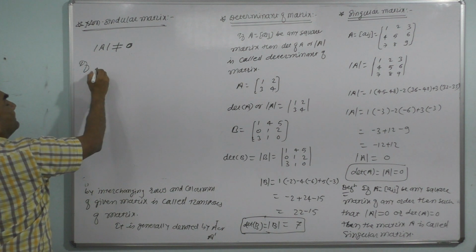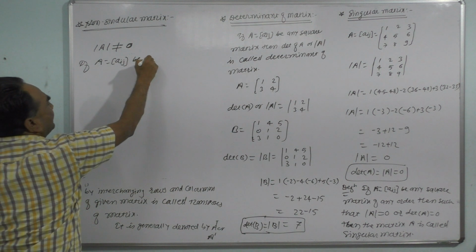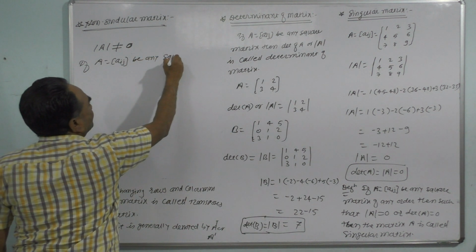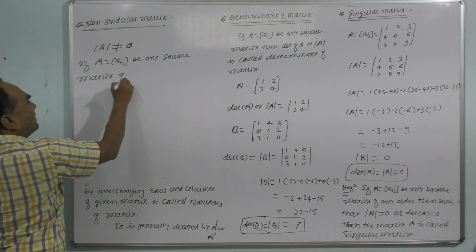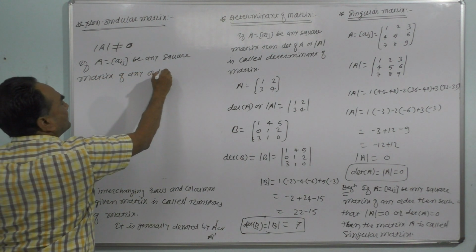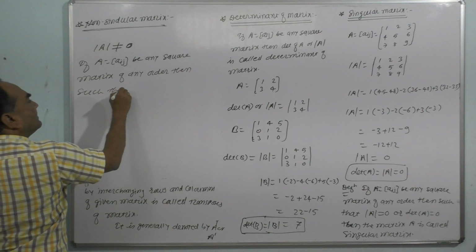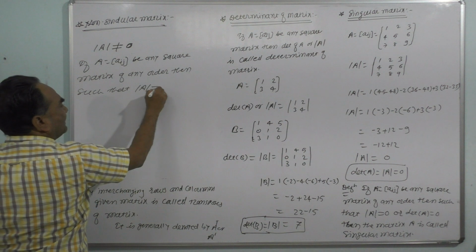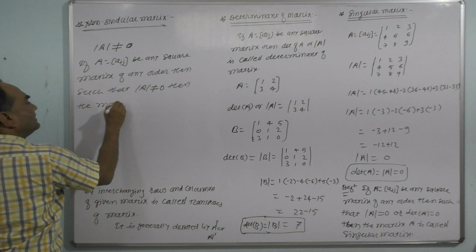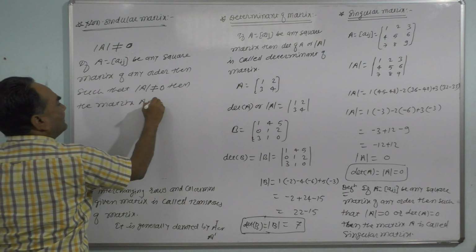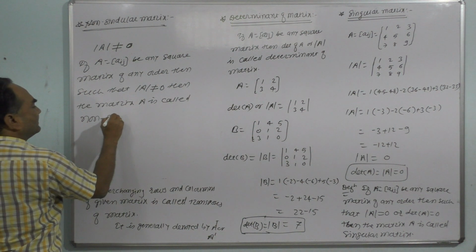If A = [aij] is any square matrix of any order, such that determinant of A is not equal to 0, then the matrix A is called a non-singular matrix.